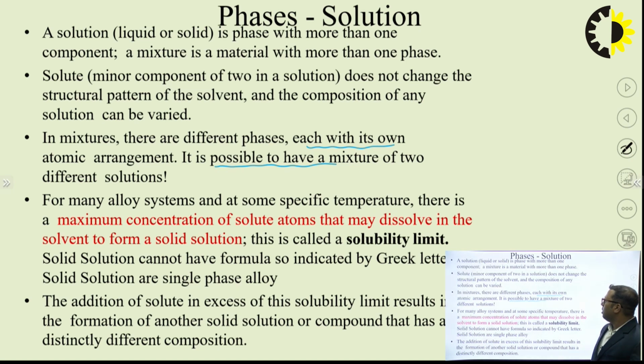For many alloy systems, at some specific temperature, there is a maximum concentration of solute atoms that may dissolve in the solvent to form a solid solution, and this is called the solubility limit. A solid solution cannot have a formula, so these are indicated by Greek letters like alpha, beta and gamma. The addition of solute in excess of this solubility limit results in the formation of another solid solution or a compound that has distinctly different composition.